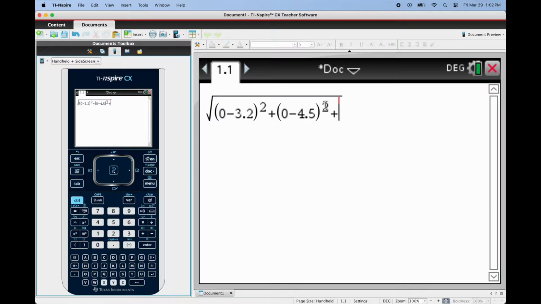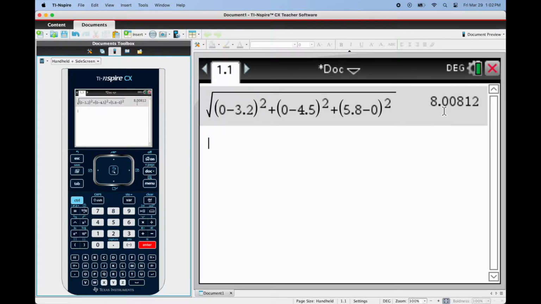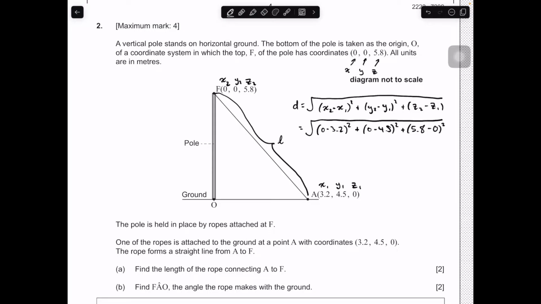Plus z2, this would be 5.8 minus 0. And we want to square that value. Okay, 0 minus 3.2, 0 minus 4.5, and 5.8 minus 0 squared. Okay, in this case we have 8.008. Let's write this out. Going back to the document here, distance itself would be equal to 8.008 or 8.01, and this is again in meters. All right.